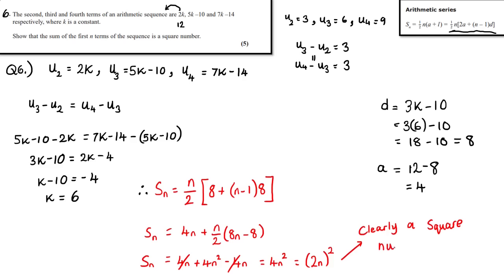So clearly a square number as required. Okay. And that's all we need to say there, really. It just shows that the sum of the first n terms of the sequence is a square number. Okay, so that gives us the solution there to question 6.